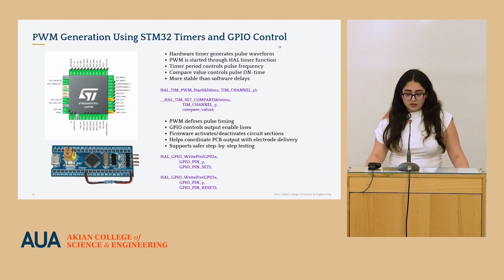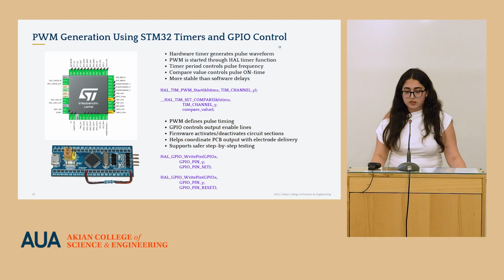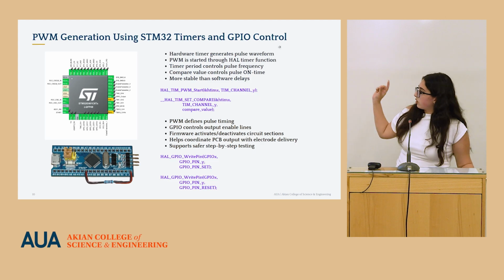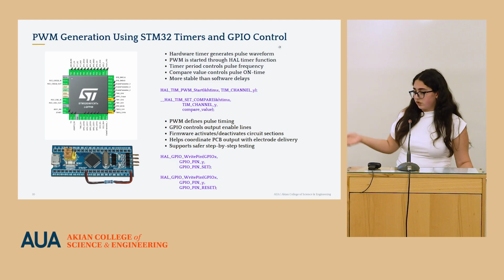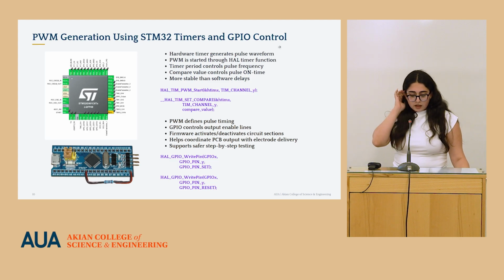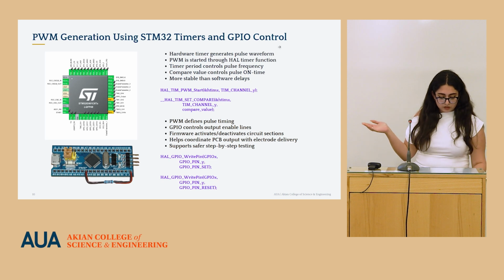Why did I use pulse width modulation instead of delays? The main problem was that when we use delays, we have to control the timing manually, while pulse width modulation does the job automatically. That was why I worked on pulse width modulation. And this is just a little part of the code to show the main function that generates the pulse width modulation. And then we also had the GPIO and output enable control.